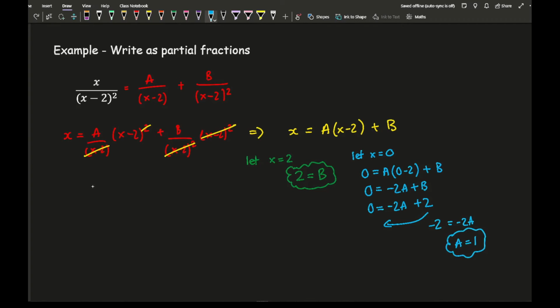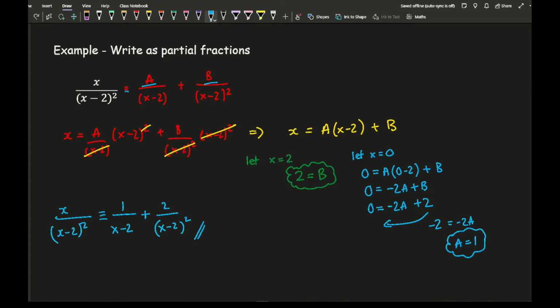So once I've got those two variables, I can finish off by substituting those into these values here. So I've got x over (x minus 2) squared equals, and what's going to be equivalent to, again, you wouldn't lose marks if you didn't write it as an identity, 1 over (x minus 2) plus 2 over (x minus 2) squared, and there is my final answer.